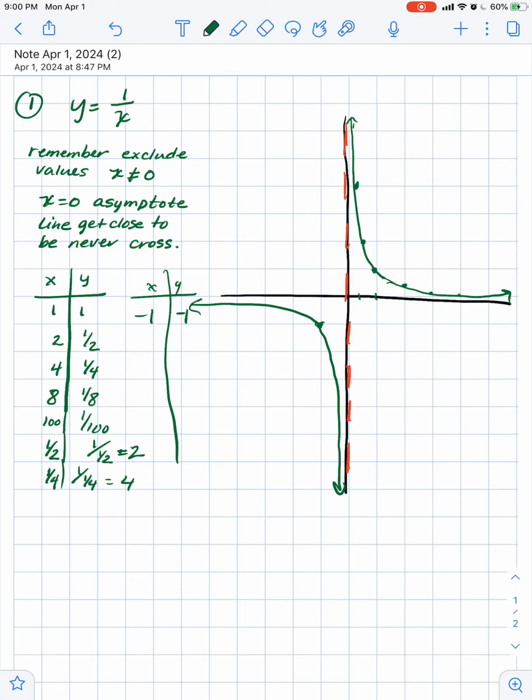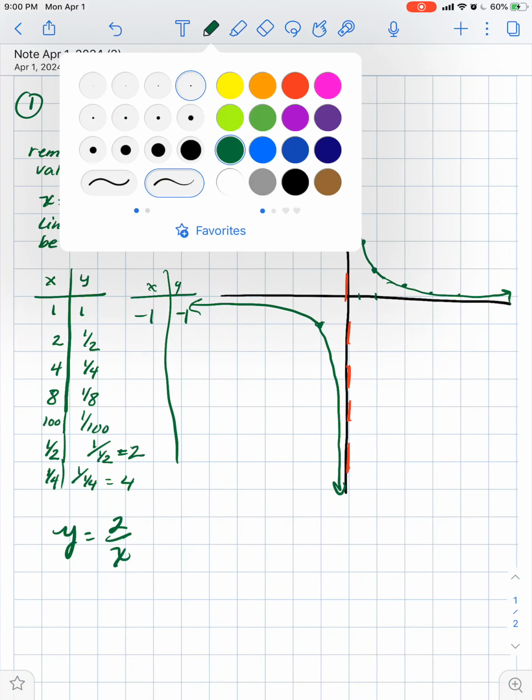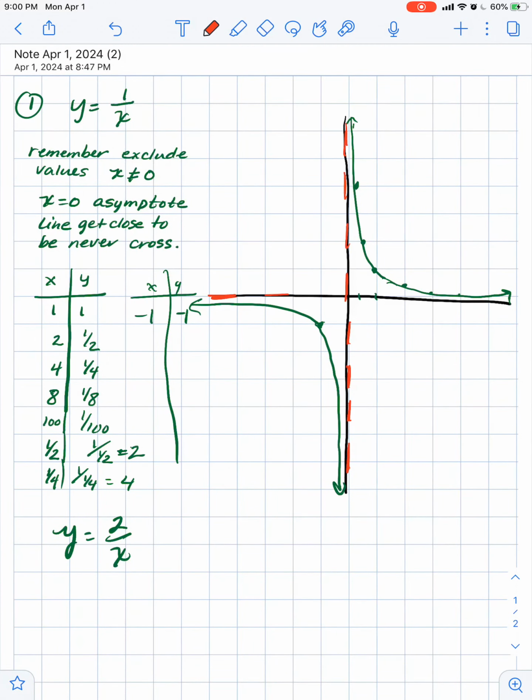Now, in fact, it's going to look the same if I have y equals 2 over x. Okay? The only difference is where we're going to start. The other thing too, let me go back in here, is that you notice it also gets closer and closer to the x-axis without crossing it. So we actually have 2 asymptotes here. Both of these are our asymptotes. So we have not only x equals 0, but y equals 0 is also our asymptote. And that's going to be true of any of our graphs that look like this.